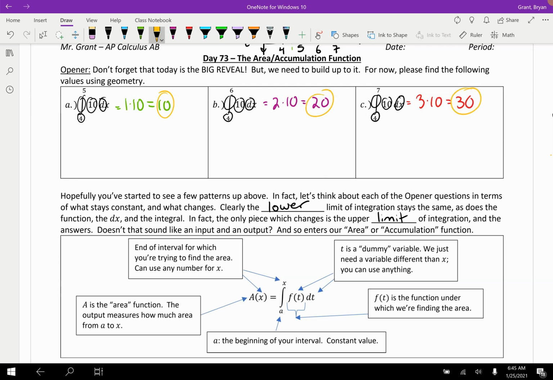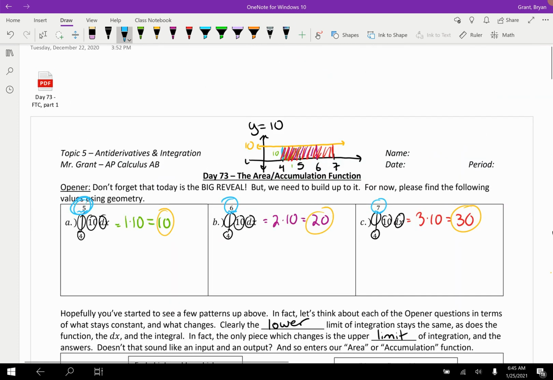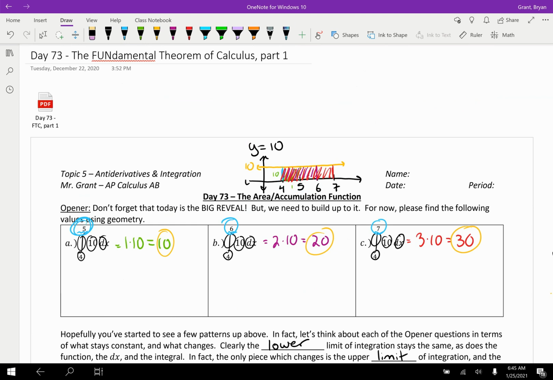So you're telling me that we have an input which changes and an output which changes? Doesn't that kind of sound like a function where we are changing this input and the output is depending on what we change the upper limit to? And so we enter our area or accumulation function. So named because as we change that upper limit of integration, we accumulate more area. If we were to change the 7 to an 8, now instead of accumulating or adding up the area from 4 to 7, now we add up the area from 4 all the way over to 8.